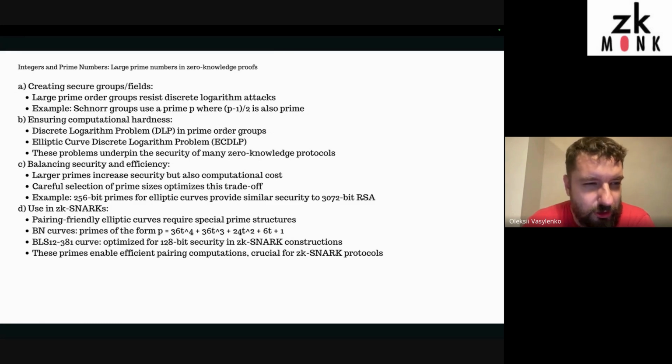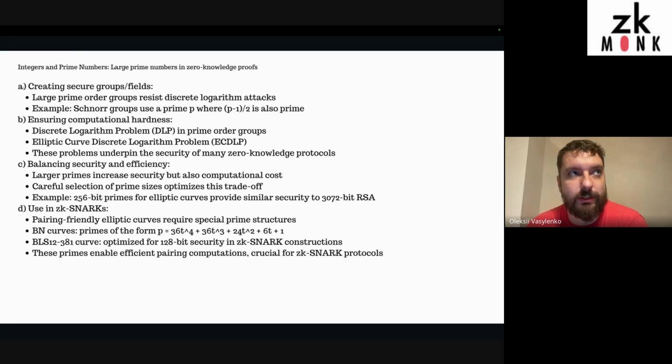So in zero knowledge, there are different applications of the large prime number. For instance, secure groups, which can resist discrete logarithm attacks. A discrete logarithm attack is trying to brute force the key that corresponds to a specific signature. But if the prime number is very big, it's very hard. If it might be factorized, it's easy to brute force.